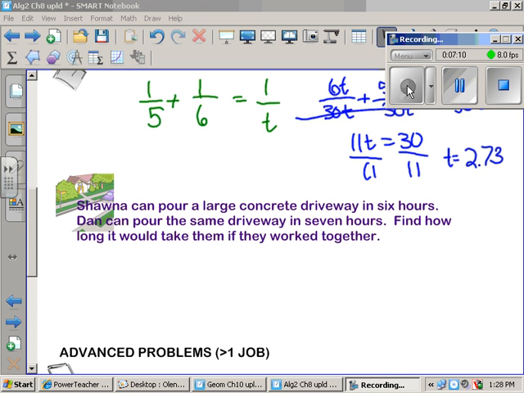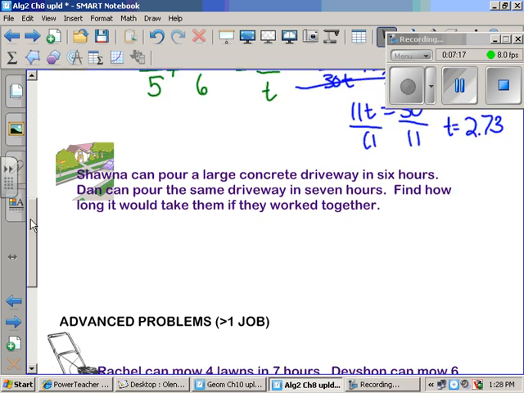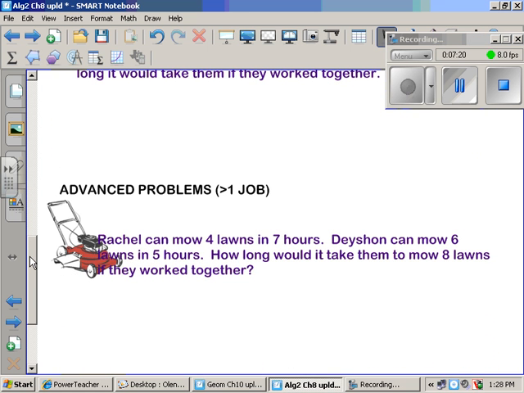Those were problems with one job: one lawn, one ditch, one roof, one driveway. If you're going to do more than one job, like Rachel can mow 4 lawns in 7 hours, Deshaun can mow 6 lawns in 5 hours, how long would it take them to mow 8 lawns together? There's more than one job there, right? We can tell because she mows a different number of lawns than he does. So the way we set up these problems is we take a piece of the total rate.